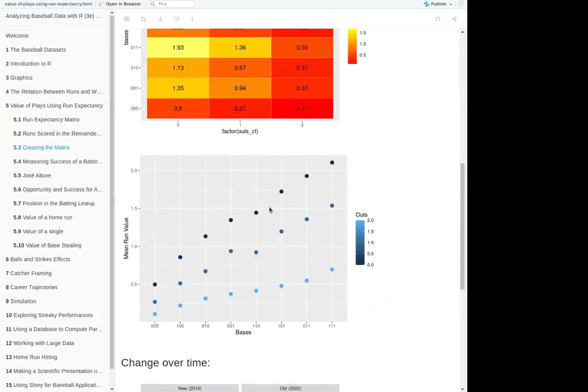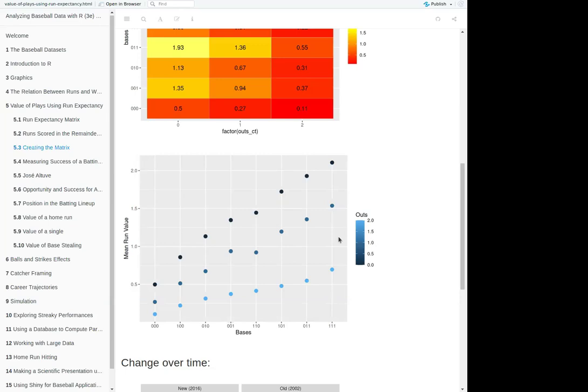I also turned this into a scatter plot just to look at this in another way. The bases are now on the x-axis here, and we have the mean run value on the y. And I slightly reordered the bases to be a little more intuitive, where we have no one on bases, first base, second base, third base, and then first and second have someone, first and third, second and third, and bases loaded.